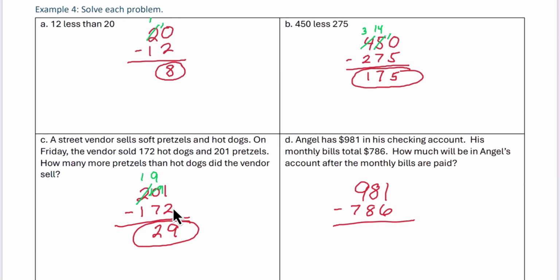Notice 1 minus 6 we can't do, so we need to borrow. We'll borrow from the 8, making it a 7. We'll put a 1 beside the 1, making that 11. 11 minus 6 is 5. Now 7 minus 8 we again cannot do, so we'll borrow from the 9, making the 9 an 8, and we'll put that 1 beside the 7. 17 minus 8 is 9. And then 8 minus 7 is 1. So the money left in his account, $195.